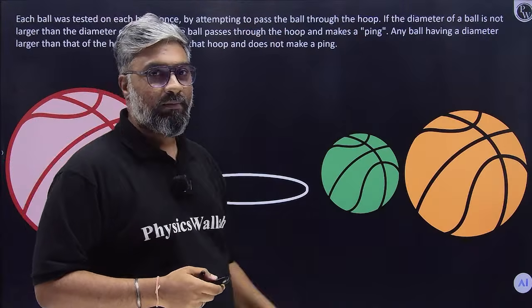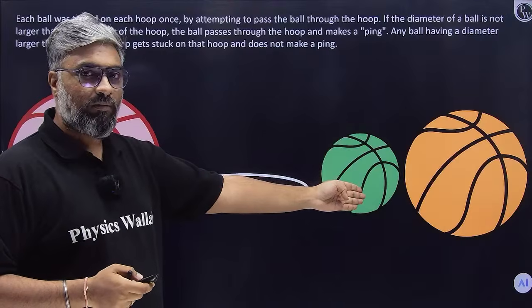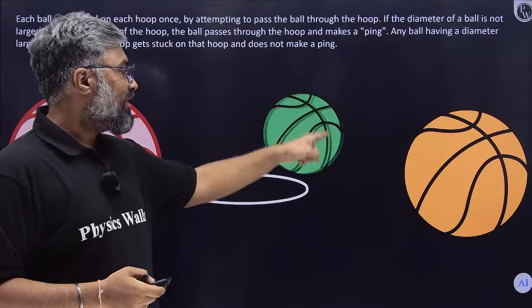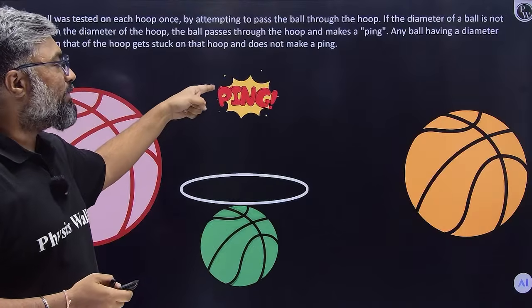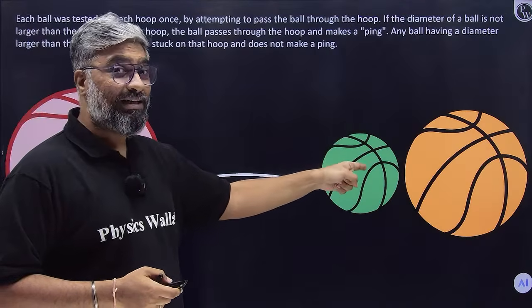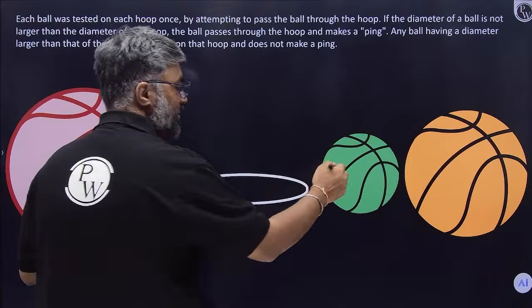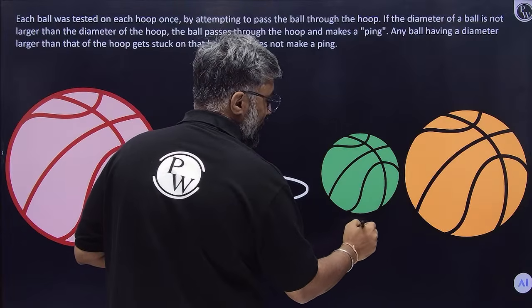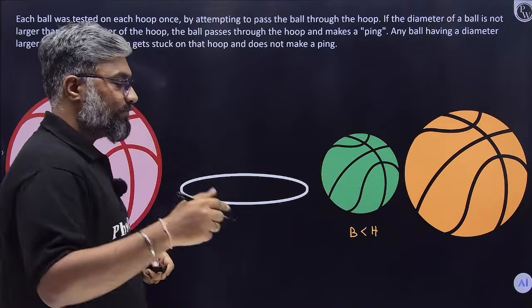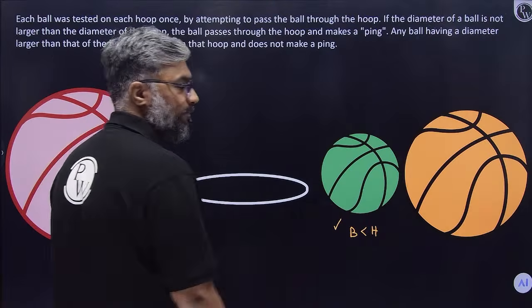It makes a ping. So let's say there is this one ball, very clearly smaller than the hoop. What will happen? If this ball goes in, it will make a ping sound. Correct? So if the ball's diameter is lesser than that of the hoop, definite ping. This calls for a ping.